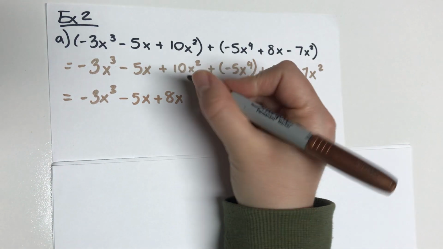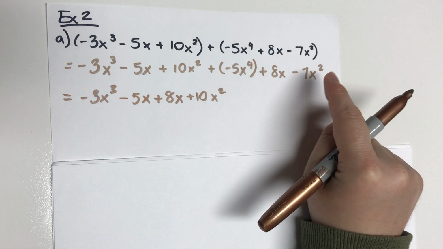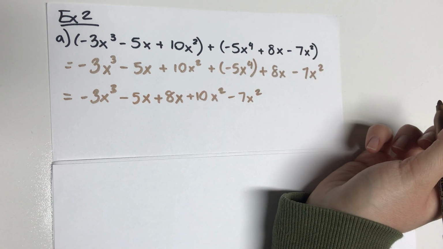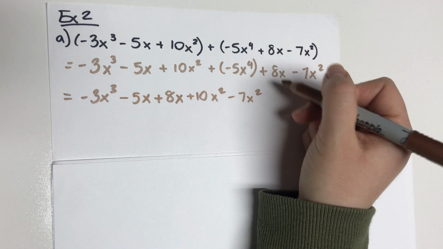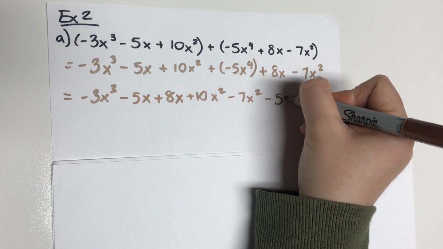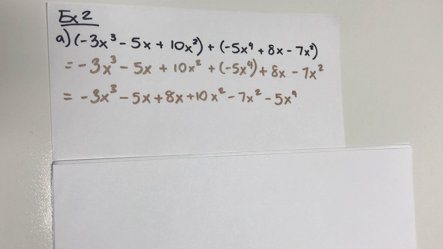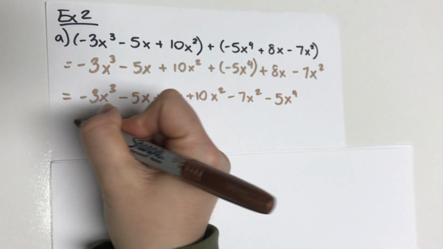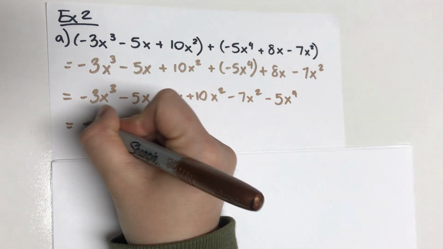Next, I have 10x squared, and the one that has the same variable and the same exponent is negative 7x squared. And lastly, I have plus negative 5x to the power of 4. So instead of writing plus a negative number, I can just write minus 5x to the power of 4. I think I might have said 4x squared for some reason, but that's what the number is. So now that I have my like terms together, I can add and subtract them. This does not have a like term, so I don't need to worry about it. I can just rewrite it the way it was.